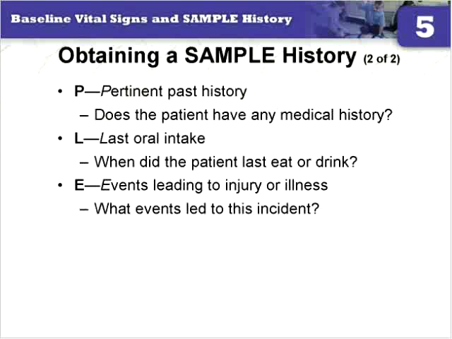And then P stands for pertinent past history. Does the patient have any medical history? L is last oral intake. When did the patient last eat or drink? And then E is events leading to the injury or illness. What events led to this incident?